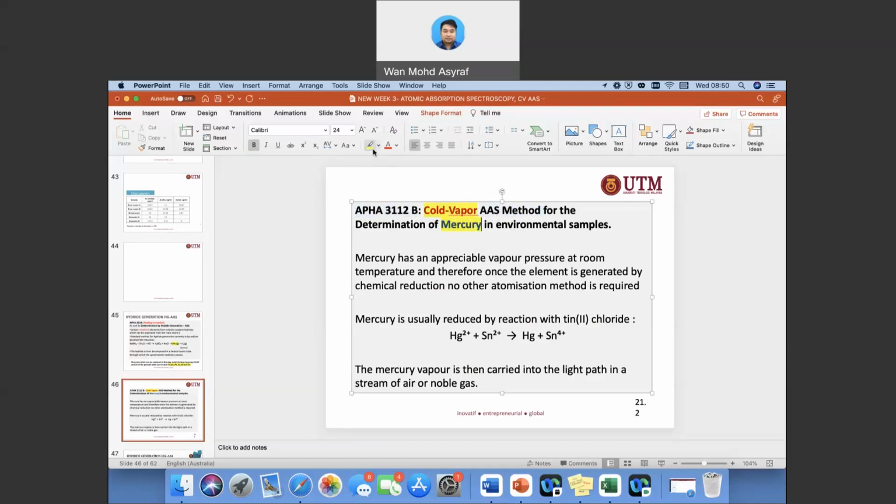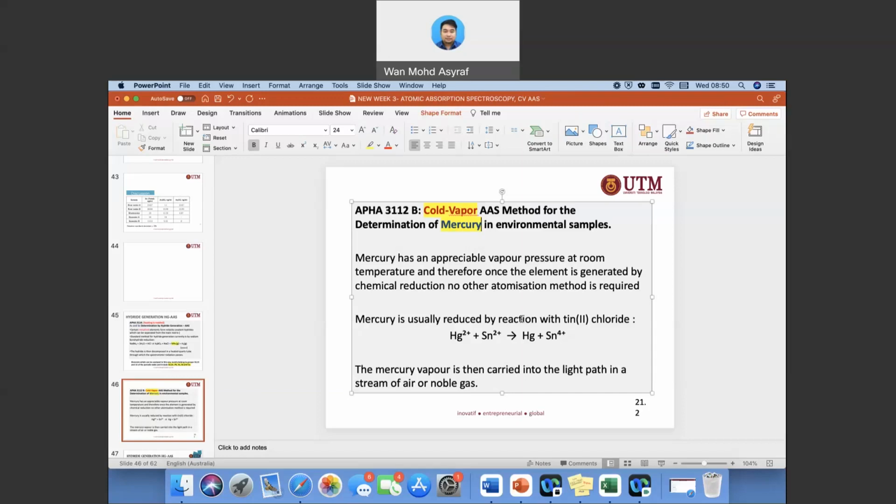Mercury has an appreciable vapor pressure at room temperature. So mercury itself, at room temperature, is readily volatile. That's why, for example, when you learn about laboratory safety and health, if you break a thermometer, you need to straight away take some precautionary measures, because mercury is volatile.